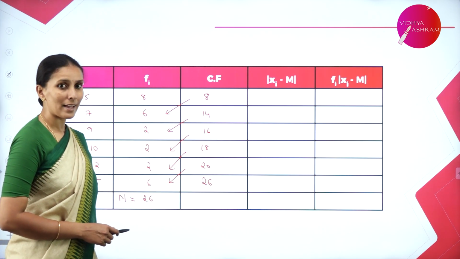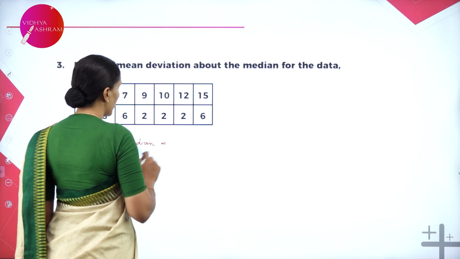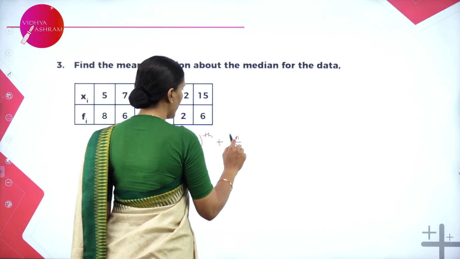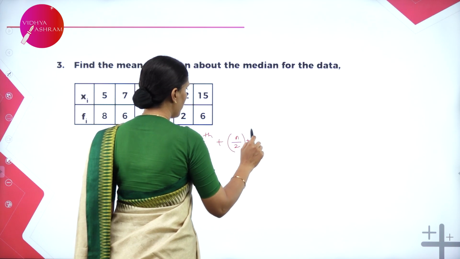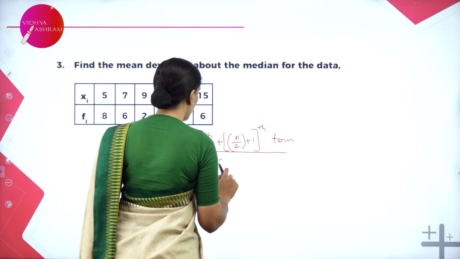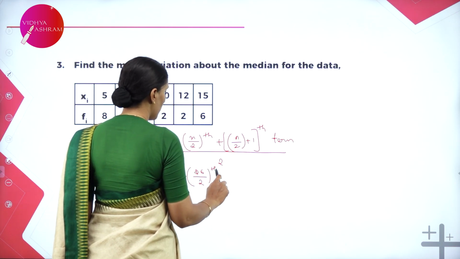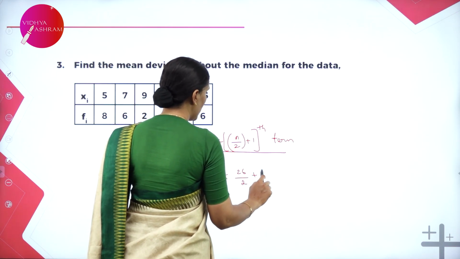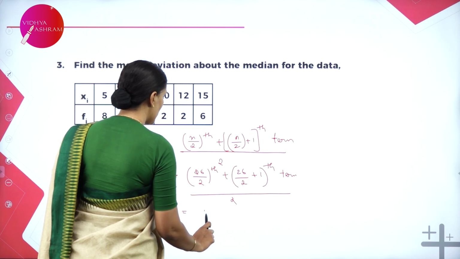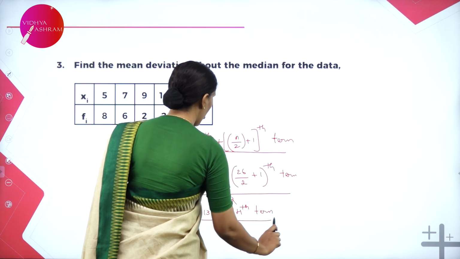Now here n is even. So here median is calculated as the n by 2th term plus the n by 2 plus 1th term, whole divided by 2. Now n by 2 means 26 by 2, plus 26 by 2 plus 1th term, divided by 2. So which means 13th term plus 14th term divided by 2.